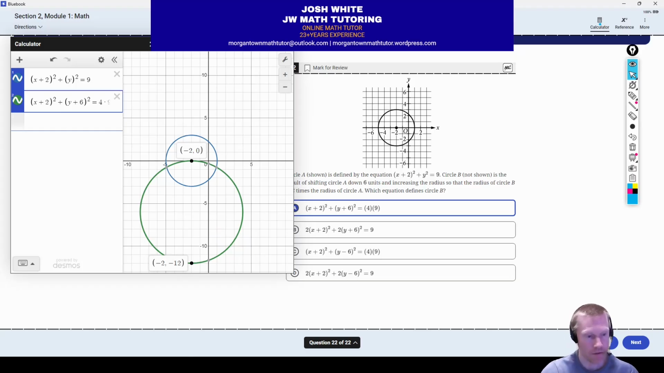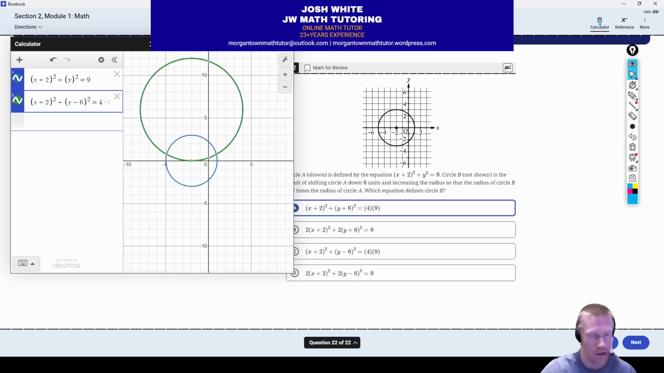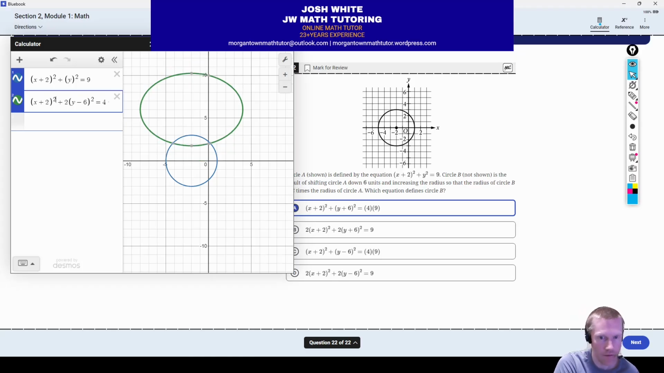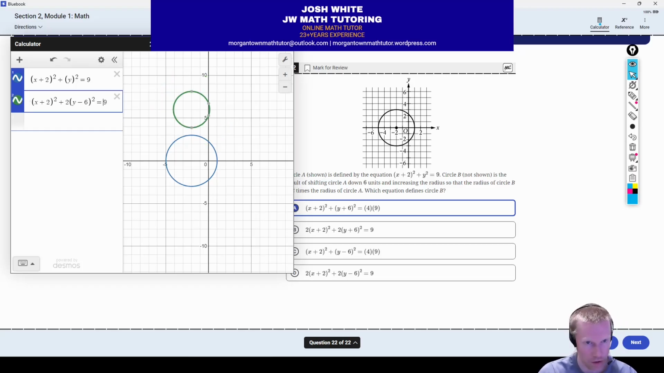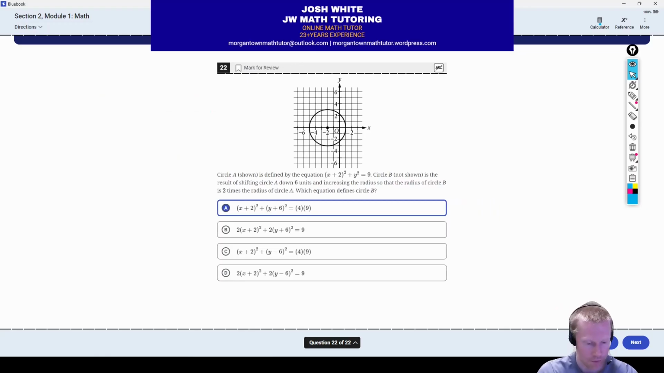The others, if you graph them, for example, if I change this to minus, you can just see it's not shifted down 6 units. It's shifted up 6 units, so it's wrong. And the other two choices, B and D, if you just put them in, first of all, they have 2's in front of them, and they also have a 9 on the right. So the radius is not getting twice as large, even if the shift is correct. Even if the shift was right, you can see the radius part is wrong.